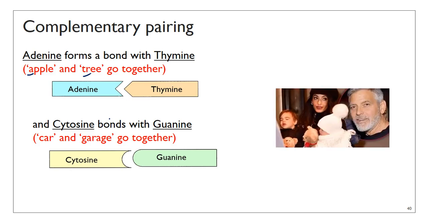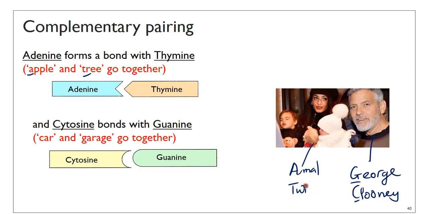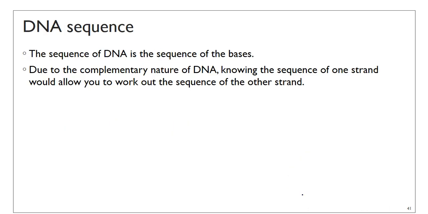This is another one that someone told me recently, so you can use it if you want. So GC is George Clooney, G to C, and AT is Mao. Oh no, I think I'm going to pronounce this wrong. I'm sorry, I don't remember her name. And the twins. So AT. I thought it was pretty good if you like George Clooney. Anyway, so apple tree, car in garage.